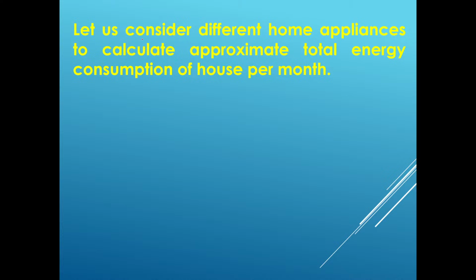Let us consider different home appliances to calculate the approximate total energy consumption of a house per month. Per month means, in one month there may be 30 days, for another month there may be 31 days. Here we are going to take an example of 30 days. Of course, I am not going to calculate the electrical energy. I will just show you the steps that are to be followed to calculate the electrical energy consumption.